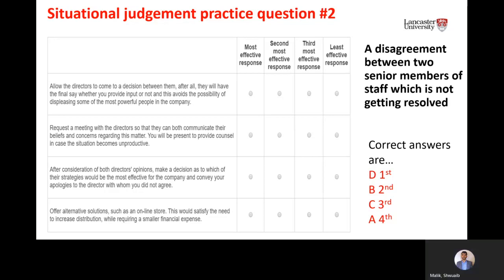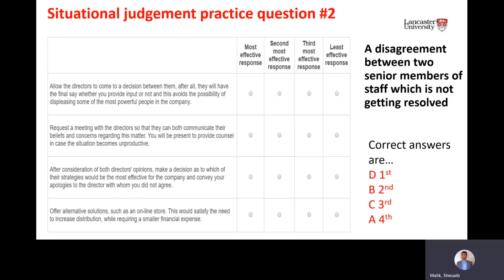B is the second best, so that's saying request a meeting with the directors so that they can communicate their beliefs and concerns regarding this matter. Good, yeah, I think B's a good answer. The meeting will be a place where both directors can discuss the concerns, and you're going to be present in case things become overheated and the meeting goes on in a rant or whatever.